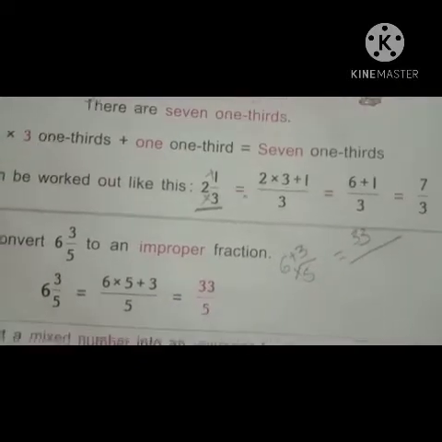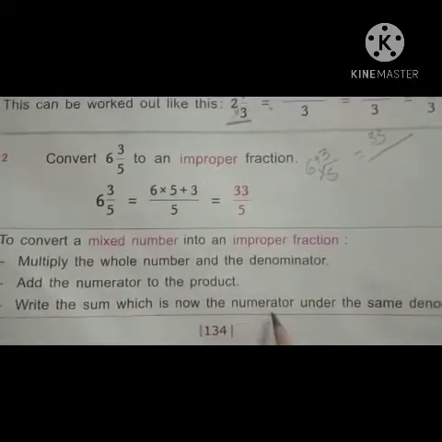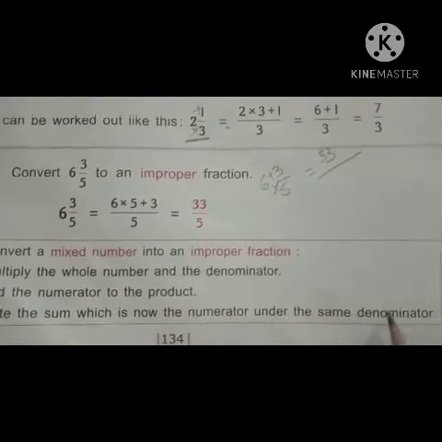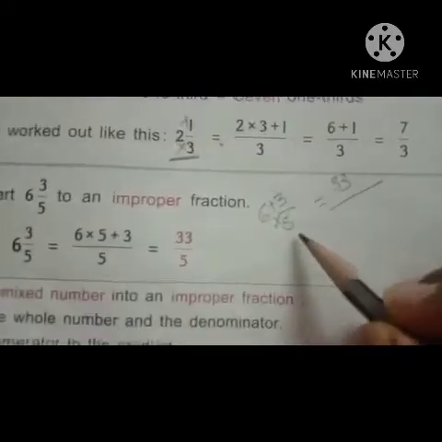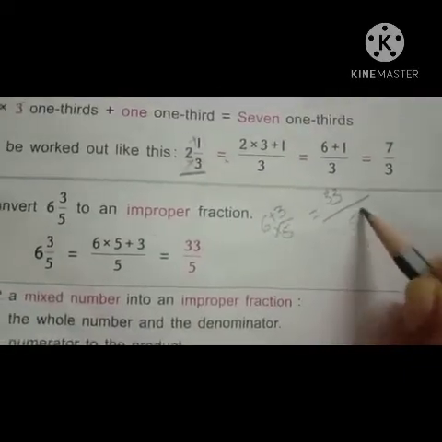And next, see here, children, the third point: the numerator under the same denominator. The denominator is the same. So here 5 is there, and here we have to write 5.